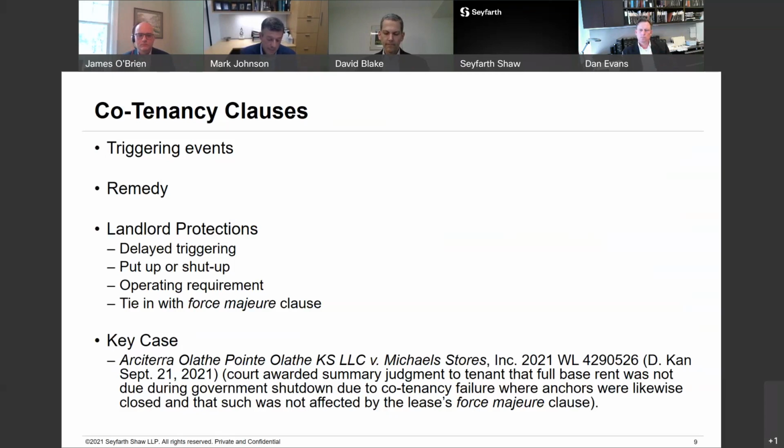And we haven't really seen too much of a tie-in with force majeure clauses, either providing that there's some kind of crossover so the co-tenancy doesn't kick in, or providing in the co-tenancy provision itself that if one of the anchor tenants is somehow unable to open and operate due to some type of event of force majeure, then the co-tenancy clause is not triggered.